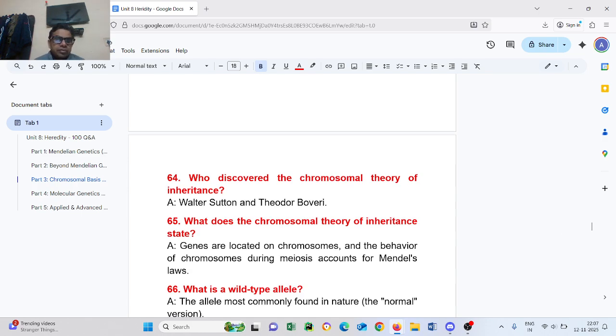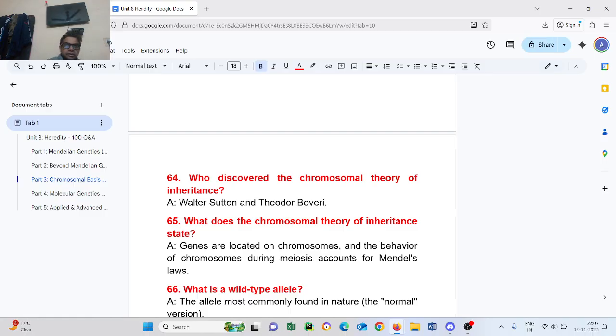Question number 64. Who discovered the chromosomal theory of inheritance? Walter Sutton and Theodor Boveri. Question number 65. What does the chromosomal theory of inheritance state? Genes are located on chromosomes, and the behavior of chromosomes during meiosis accounts for Mendel's laws.